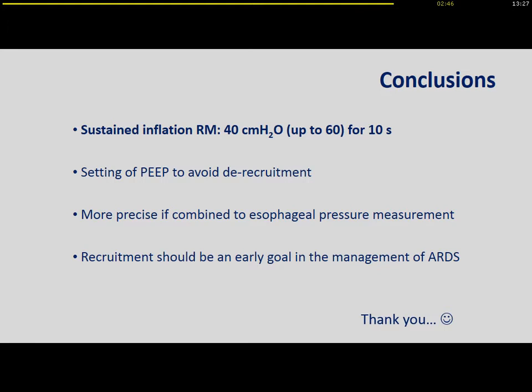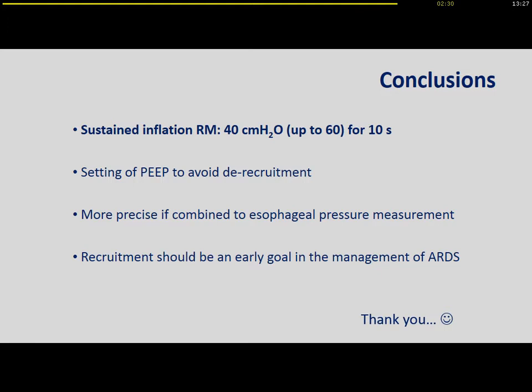So, a small test that you could really tailor. We are talking so much of individualized medicine nowadays. With some range up to 56 centimeters of water, in a few seconds we can better see the potential of recruitment. It titrates.